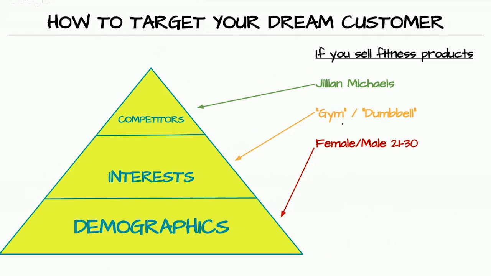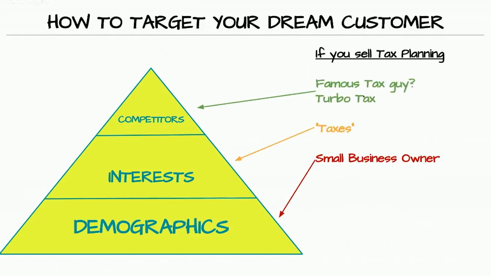Okay. So then interest, gym or dumbbell. Could targeting gym or dumbbell work? Yeah, I guess maybe it could. Probably not. Or definitely not as good as targeting competitor. And then you could say like demographics, male, female, 21 to 30. These are probably the people most likely to work out. This is not going to work very well. So that's another example. So let's say you sell tax planning.